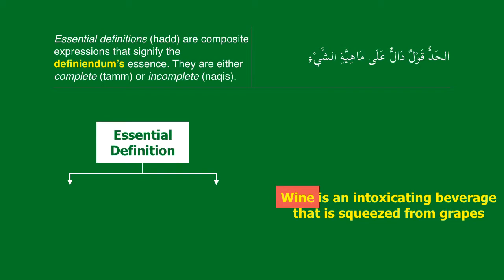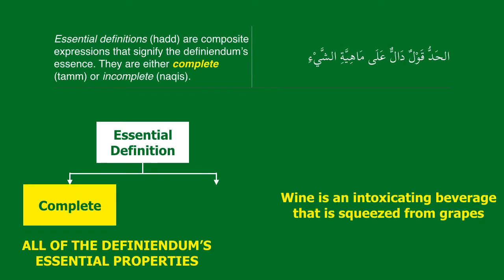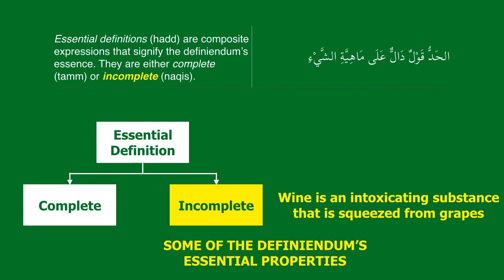And there's two kinds of essential definitions. They are either complete. An essential definition is a complete essential definition when it captures all of the definiendum's essential properties, such as the definition that we just saw: wine is an intoxicating beverage that is squeezed from grapes. This captures all of the definiendum's essential properties. Or it's an incomplete essential definition which captures some of the definiendum's essential properties. Both of them are essential, but one captures all of them, the other one captures some of them.